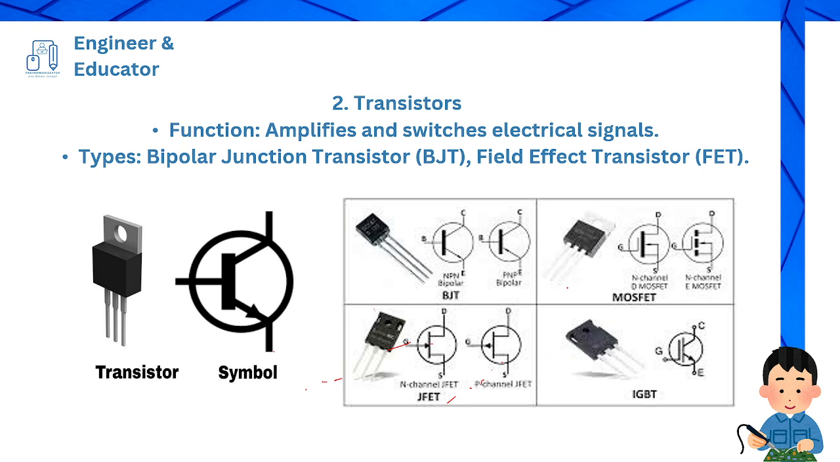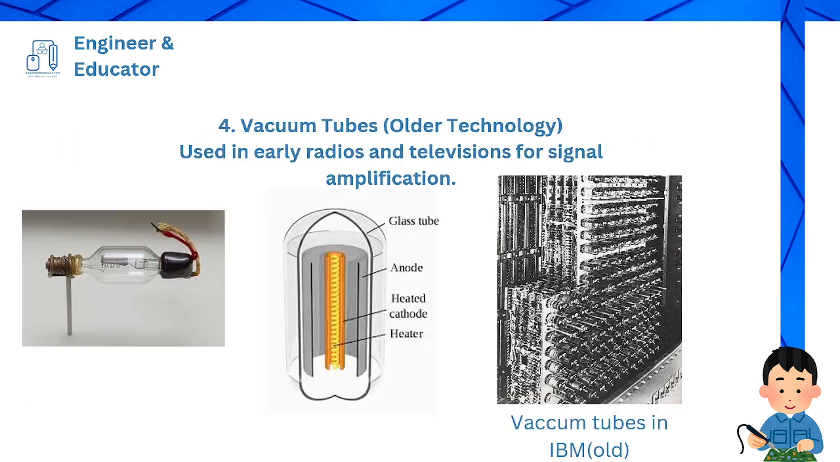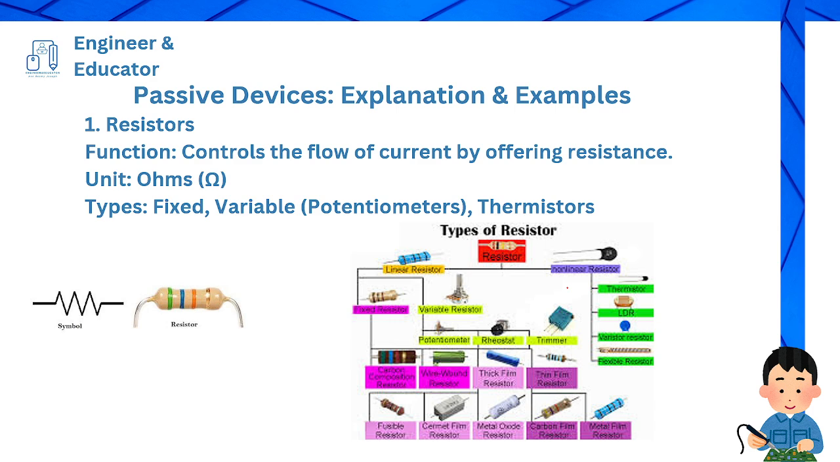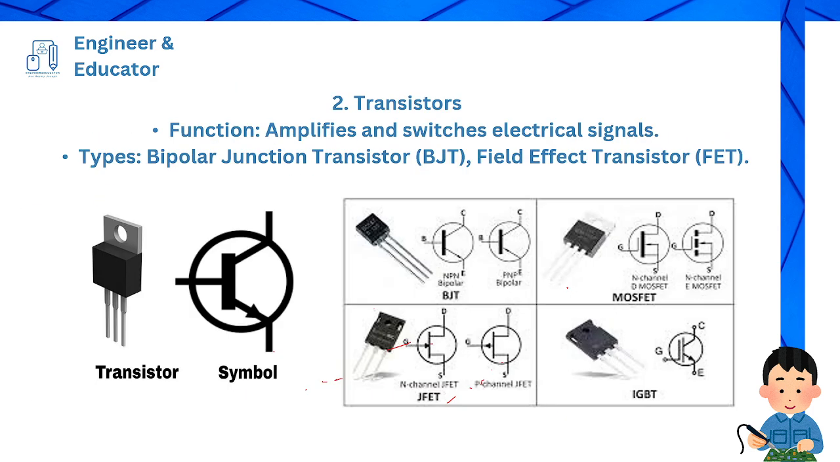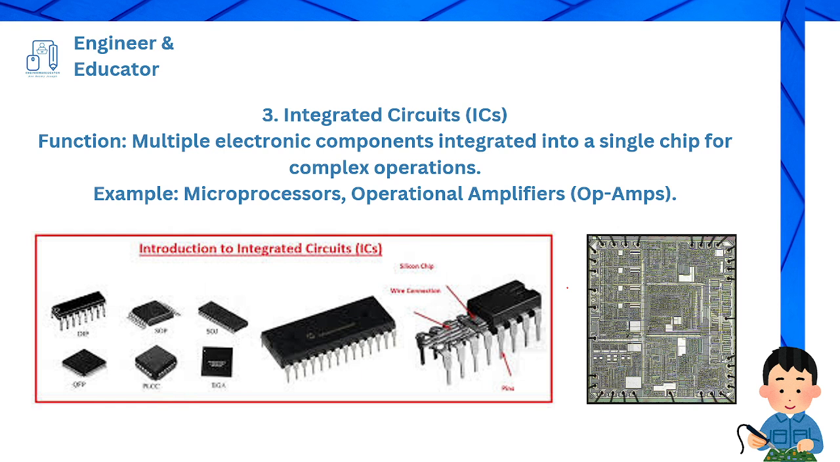Then operational amplifiers. I'm not dealing with operational amplifiers in detail here, but operational amplifiers can also be called active devices, and they are usually used in signal processing. This is not the picture of an operational amplifier. This is the picture of an IC. IC means integrated circuits.